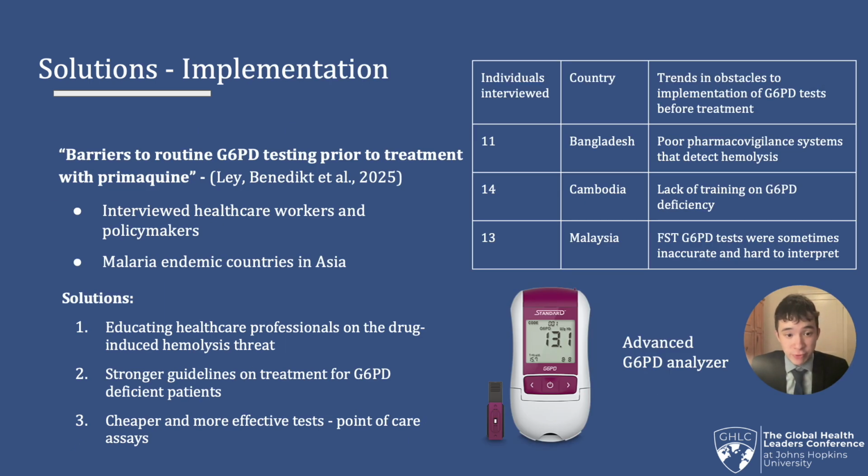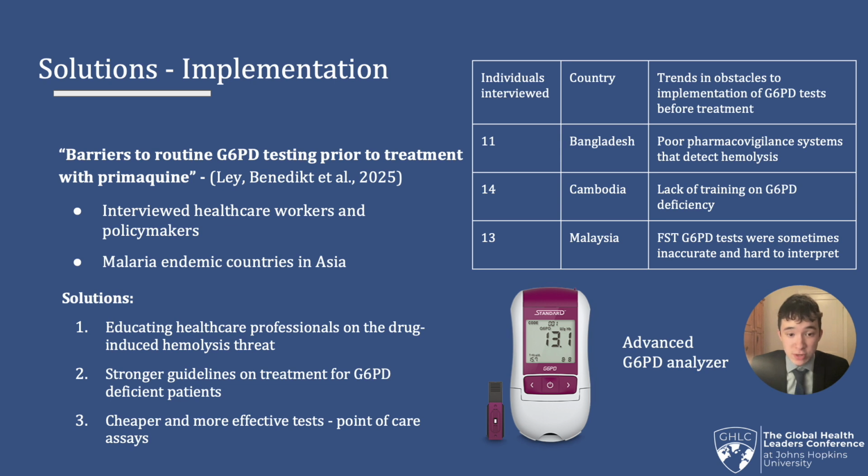On the implementation front, a study by Benedict Lay and others in 2025 interviewed healthcare workers and policymakers in malaria endemic countries in Asia to find trends and obstacles to implementation of G6PD tests before treatment. In Bangladesh, they found that one of the obstacles was poor pharmacovigilance systems that detect hemolysis. In Cambodia, it was a lack of training on G6PD deficiency, whereas in Malaysia, one was that the fluorescent spot tests for G6PD were sometimes inaccurate and hard to interpret.